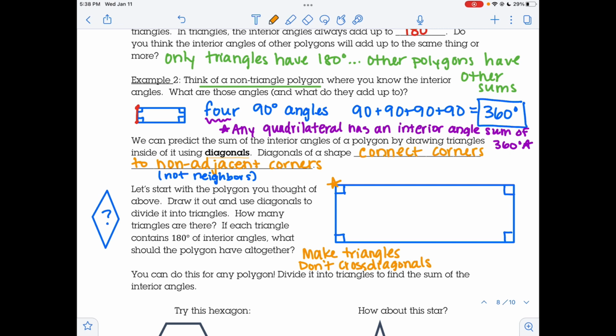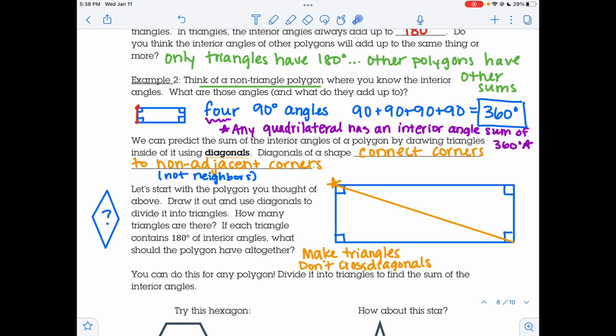So if I draw diagonals from corner to non-adjacent corner, if I start at this corner and go down here, that is an adjacent corner. We're not going to use that. That's just a side. That's not the diagonal at all. But if I come over to this corner, that's going to be a diagonal. And guess what? Most of you would call that a diagonal line anyway, but technically it is the diagonal of the shape also.